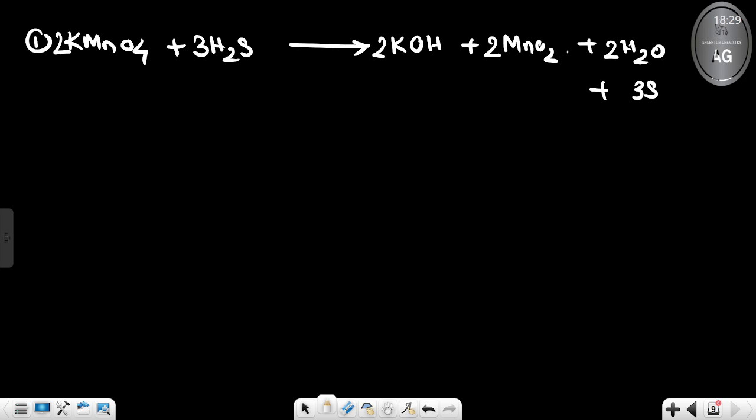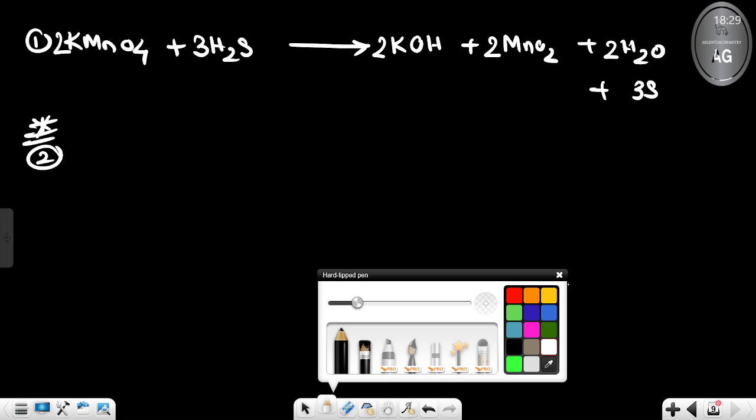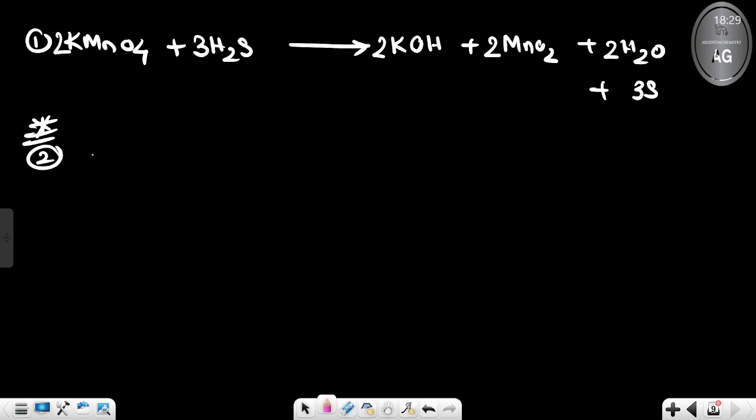So you can see in neutral medium, the left side has no water, and on the right side you just put water. Done. Second reaction. This reaction is very important. I am writing with a different color pen because this reaction is different from the other reactions. We have to memorize this reaction.